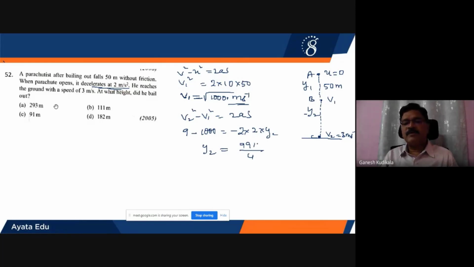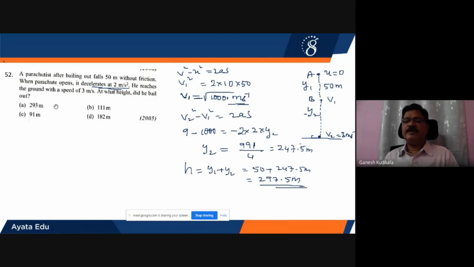Displacement is actually the one which is going to be calculated from B to C only, whose value will be nearly 247.5 meters. And the total height from where he has dropped will be h equal to y1 plus y2. It is 50 meters plus 247.5 meters, which becomes 297.5 meters.